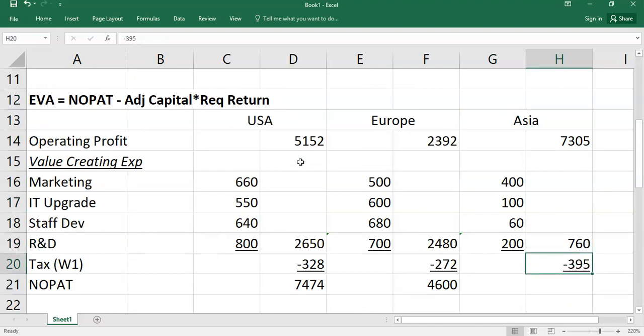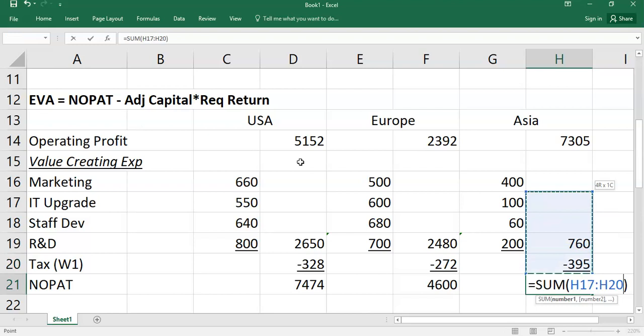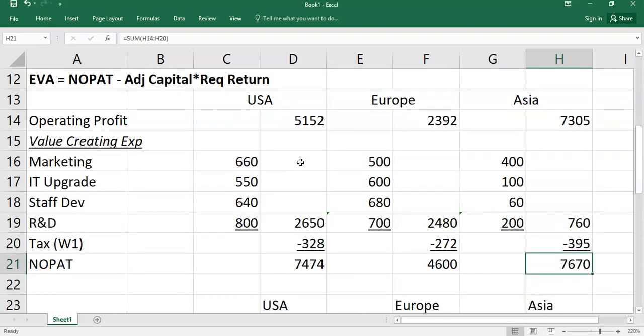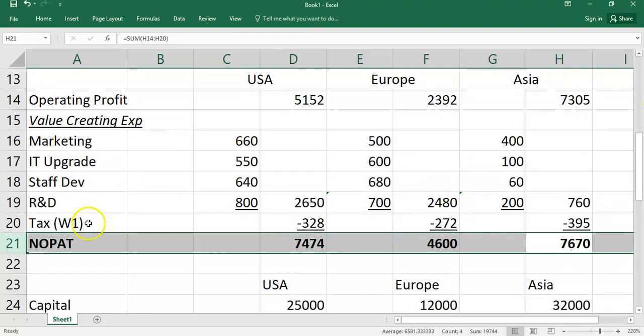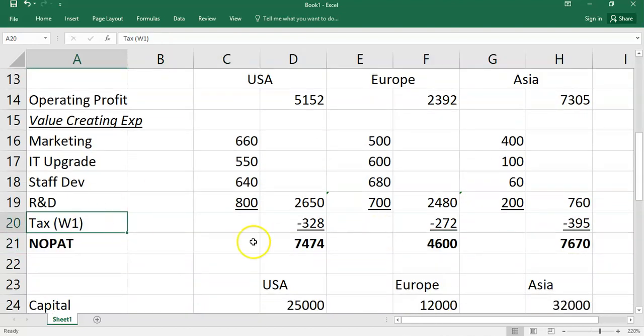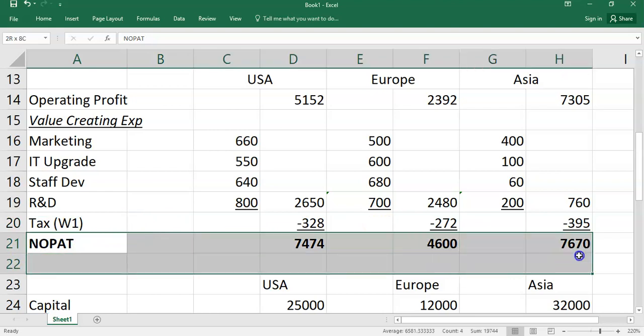And your operating profit plus your add backs less your tax is 7670. What I'm trying to show to you is laid out neatly. Give the examiner reason to give you the marks. Don't have it messy. And if you're doing workings, cross-reference them in. So we now have our NOPAT.